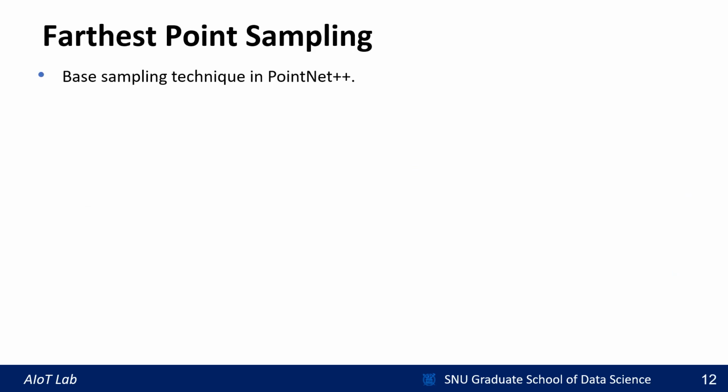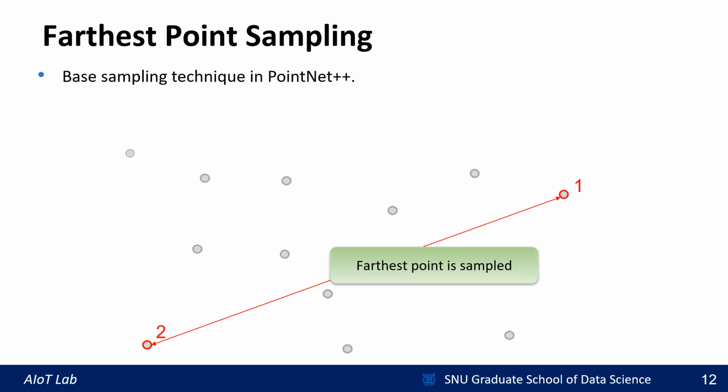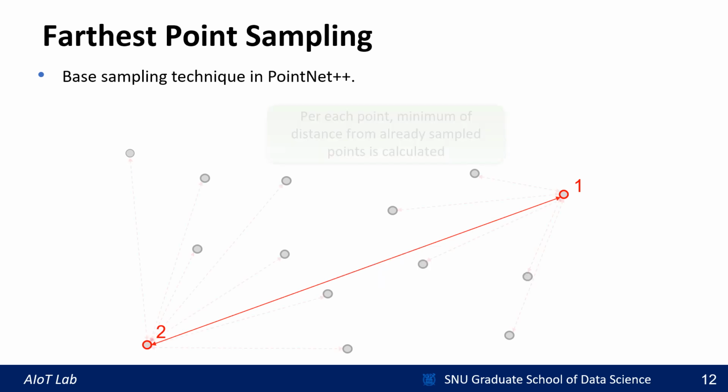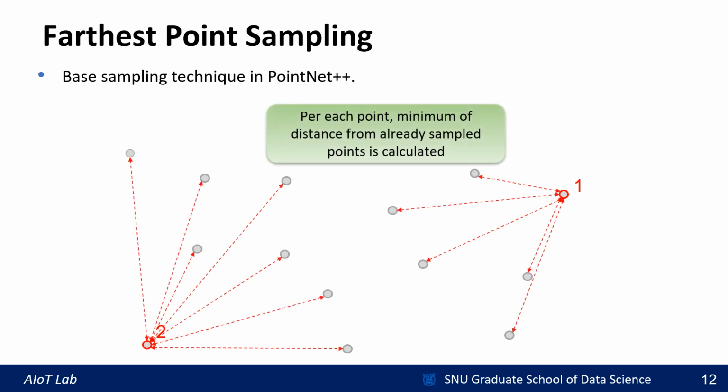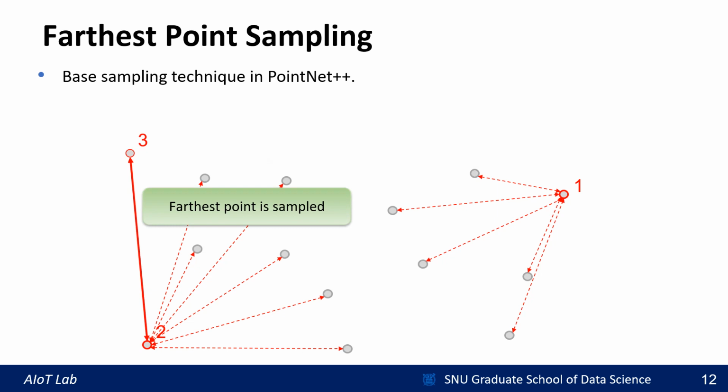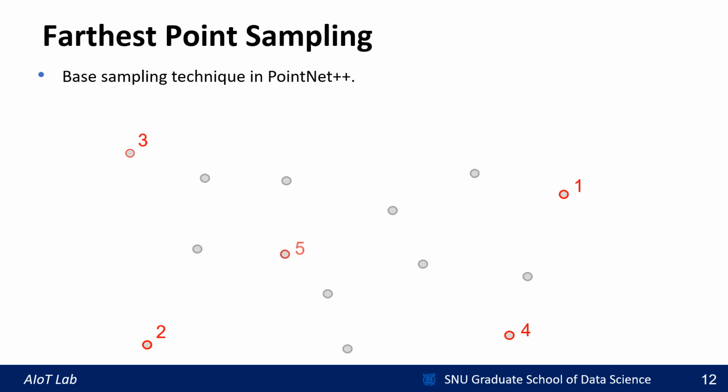To explore another sampling technique, let's review farthest point sampling. This is the base sampling technique used in PointNet++. Let's assume there is a point set and we want to sample 5 points. First, we randomly select a point from the point set. Next, the second point is selected as the farthest point from the first point. To sample the next point, the minimum distance from already sampled points is calculated for each point. The third point is selected as the point having the largest distance from the already sampled points. This is repeated. Finally, 5 points are sampled.